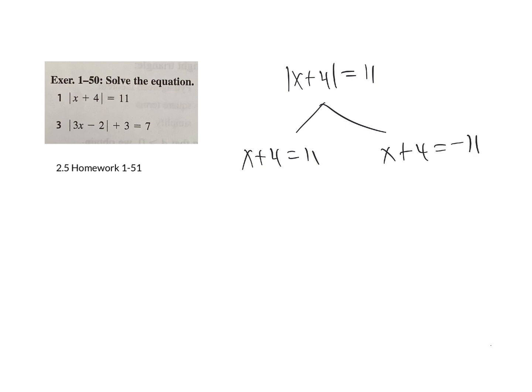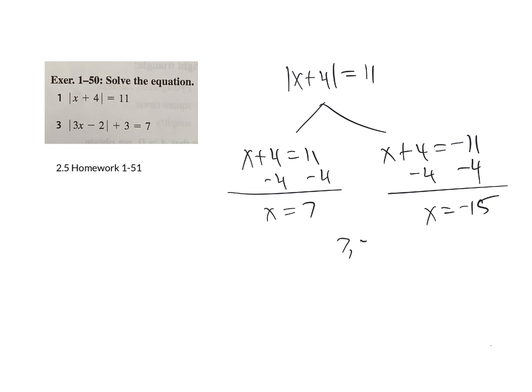2.5 homework. Number 1, absolute value of x plus 4 equals 11. Break it apart into 2 equal pieces: x plus 4 equals 11, and x plus 4 equals negative 11. So subtract 4 from both sides. That's x equals 7. Subtract 4 from this side. X equals negative 15. All right, so those answers are 7 and negative 15.